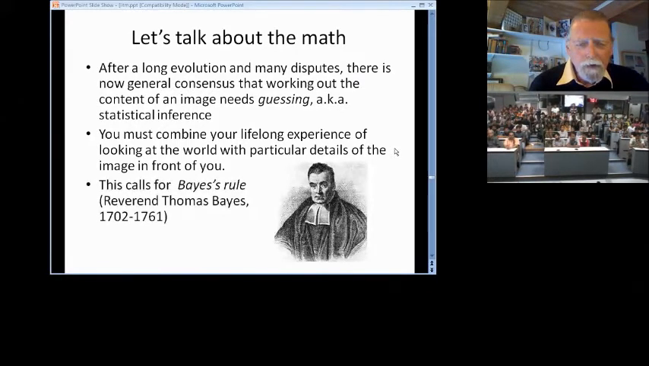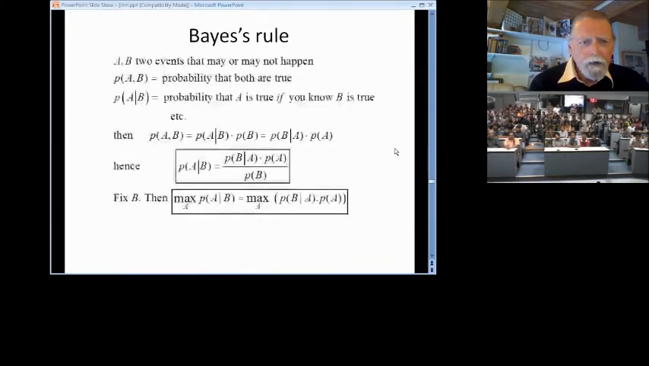And the big clue here was the Reverend Bayes' rule of the 18th century. So what's Bayes' rule? So the two events, A and B, and you have P of AB, the probability that both A and B are true facts about what's happening. And then you have P of A given B, which means that if you know B is true, what's the probability of A? So you see, the probability of A and B can be factored as the probability of B being true, and if B is true, then the probability that in addition A is true.